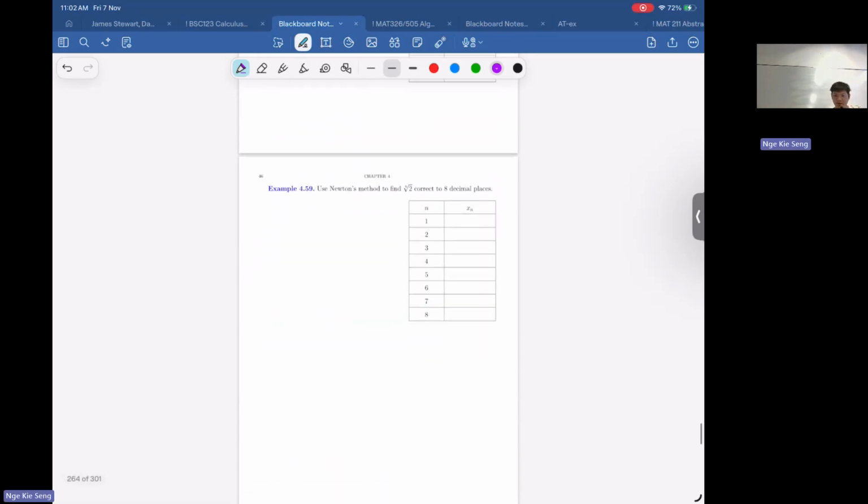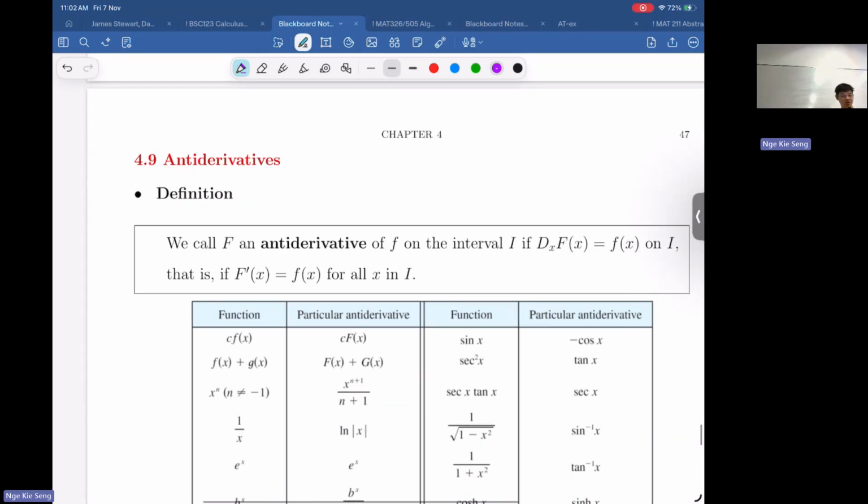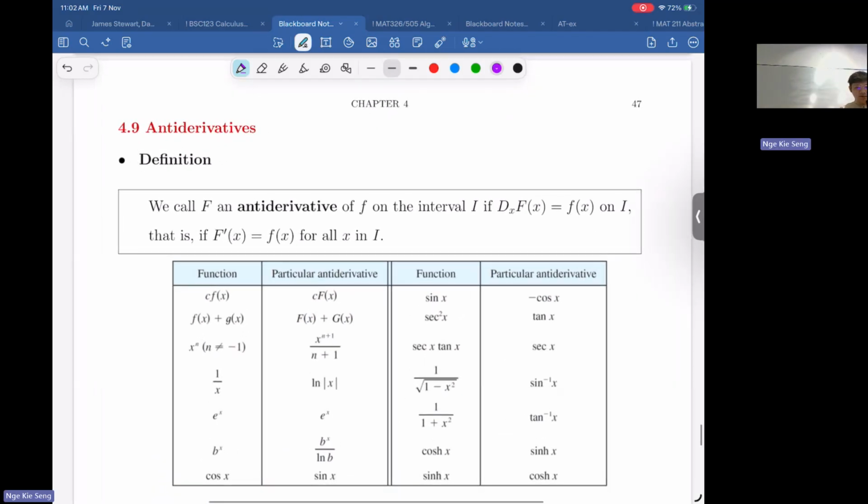Okay, let's break until 11:12. We will come back with antiderivative. The quiz will be up to 4.7. Section 4.9 is not included. After the quiz, we'll come back with this section. Let's break until 11:12.